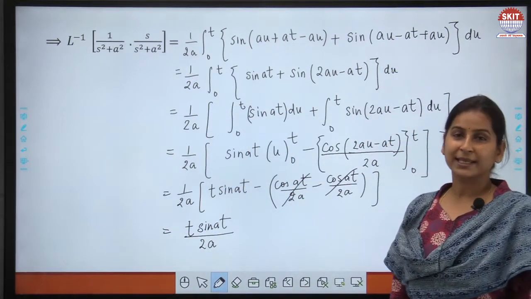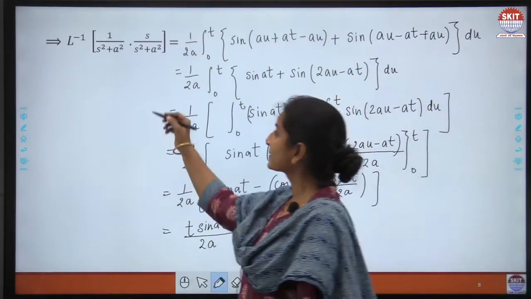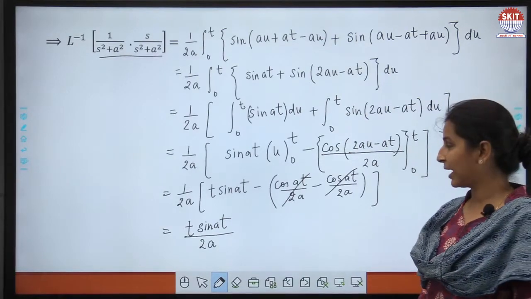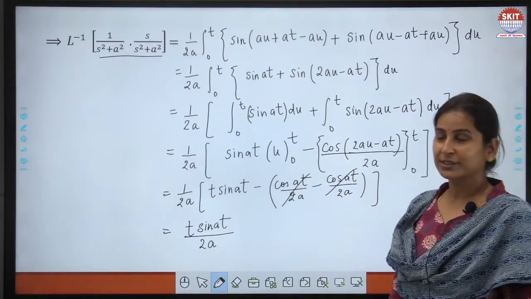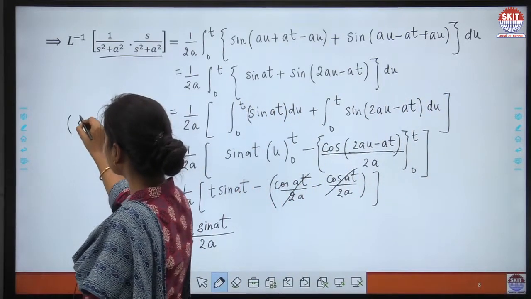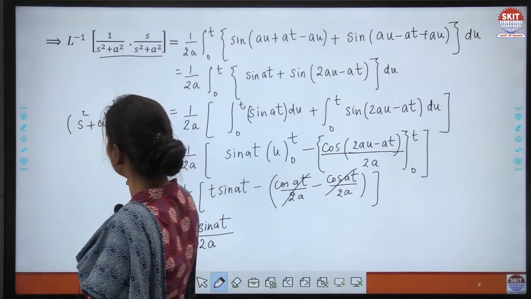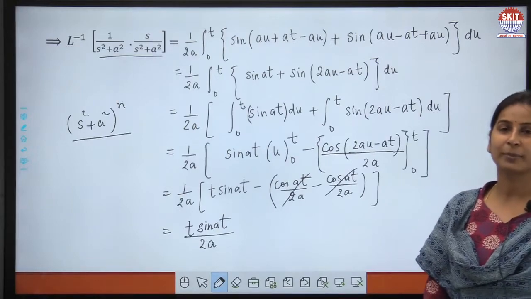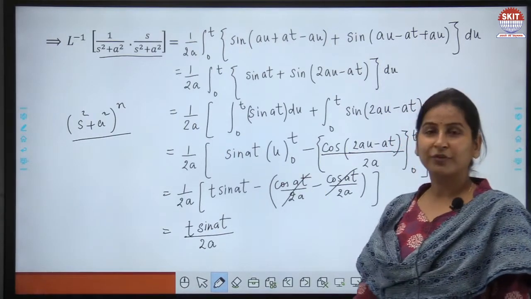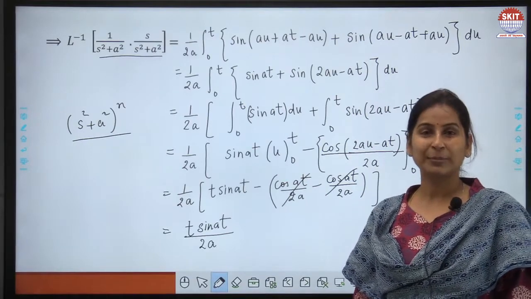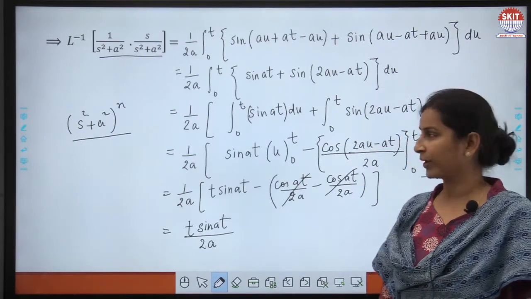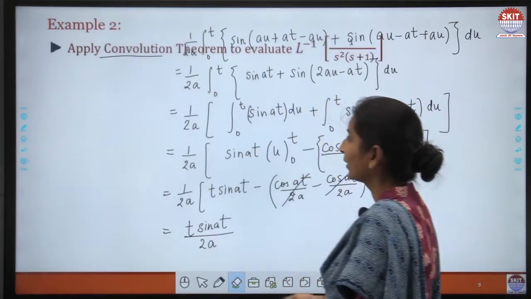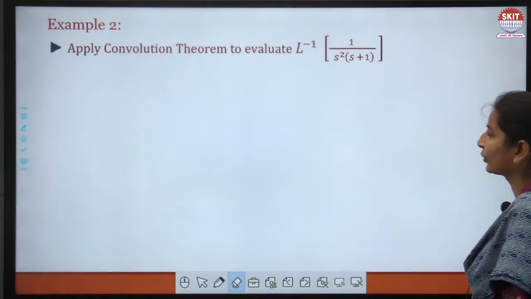That means Laplace inverse of s upon s square plus a square can be obtained as t sine at by 2a. These kind of functions, that means if you have s square plus a square to the power n in the denominator, then these kind of functions cannot be solved by any other property. To find out their inverse Laplace transform, we basically apply the convolution theorem only, and this is how we can evaluate their inverse Laplace. Now we take one more example for convolution theorem.